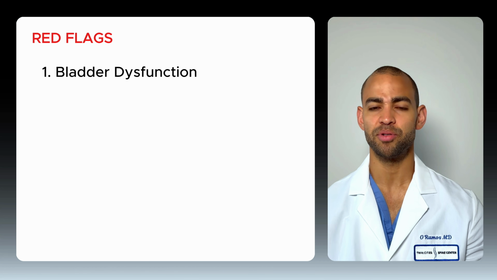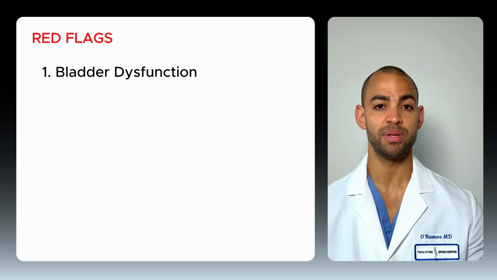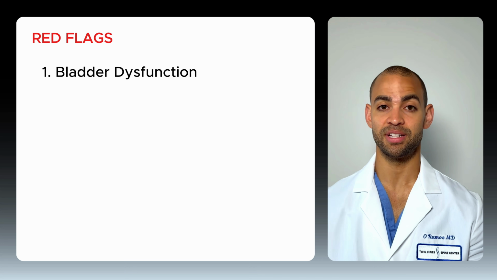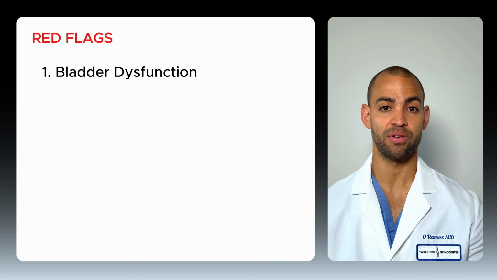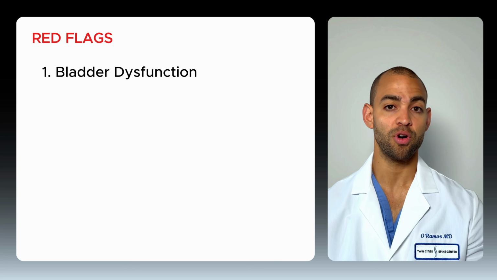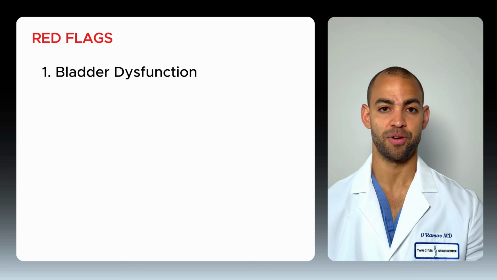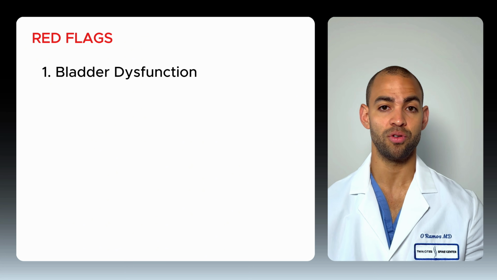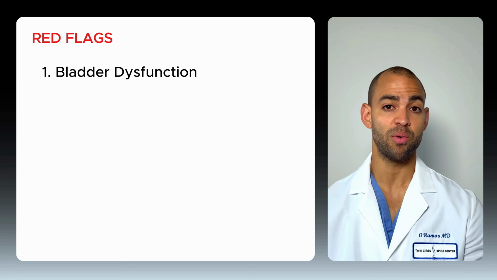Red flag number 1 is bladder dysfunction. This can present as urinary retention, or the inability to urinate despite having the urge, or as urinary incontinence, where you cannot control when you have to urinate. Retention is the more common presentation in Cauda Equina syndrome. If you suddenly cannot urinate, or if you notice that you have no control over when you urinate, that requires emergency evaluation.